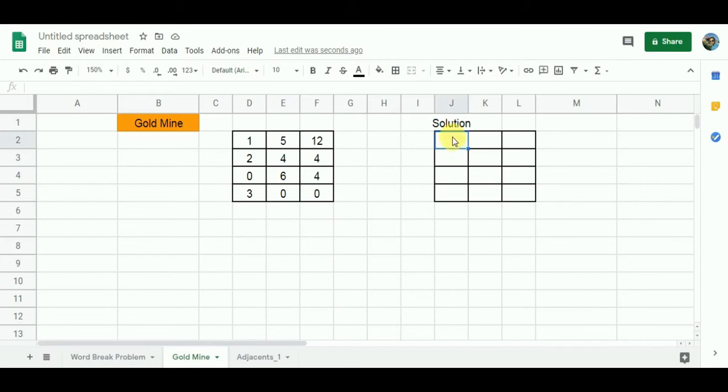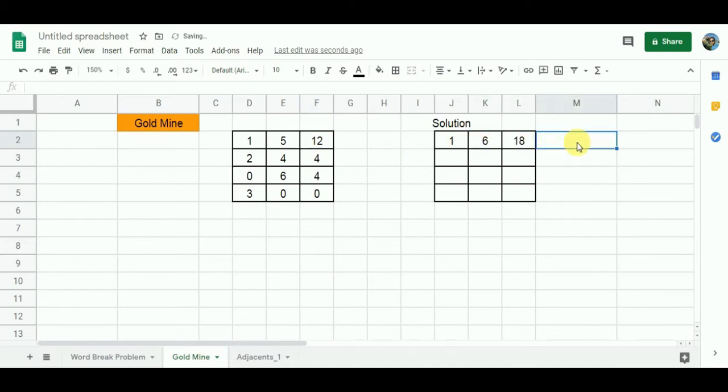I'm going to start from this cell and let's consider this as our first subproblem. If our matrix contained only this cell, then how much gold could we have collected? It's going to be 1. Now moving to this cell in the problem matrix, how much gold can we collect? It's going to be this 5 plus this 1, so I'll get 6. Moving to this cell over here, how much gold can we collect? It's going to be 12 plus 6, so it's going to be 18.